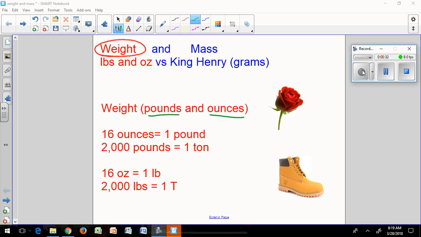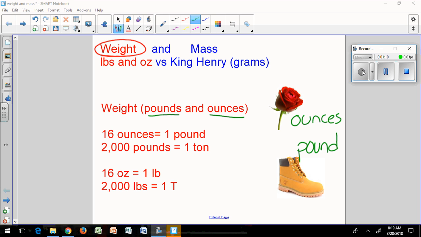Pounds and ounces. For example, a rose might weigh 1 or 2 ounces. It's not very heavy, an ounce. It's the smallest unit of weight that we have. However, a shoe, like a work boot or something, might weigh a pound or 2. And that's the next highest unit of weight. Ounces are something really small, like a rose, an eraser might be weighed in ounces.